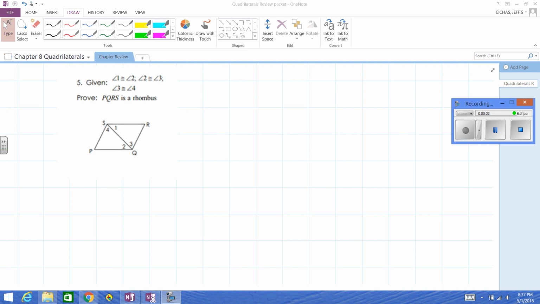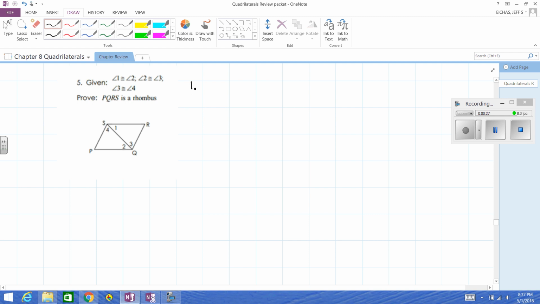So a few ways to do this proof. I'm going to establish that it's a parallelogram first, using alternate interior angles to get parallel sides. Then I'm going to prove that it's a rhombus because it's a parallelogram with a pair of consecutive sides congruent. So let's go through that process.